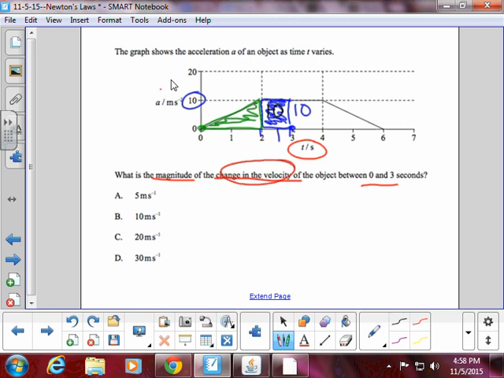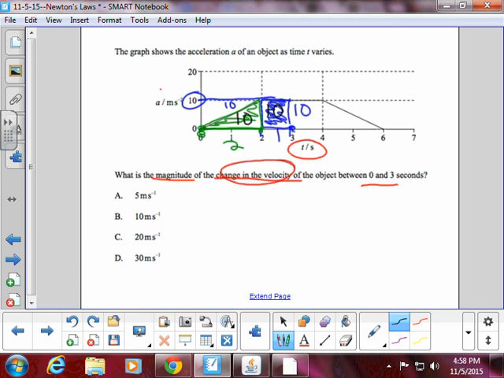And then to find the area of your triangle, your base is 2 because it goes from 0 seconds to 2 seconds. And your height is the same height as this one was. So your height is 10. So 2 times 10 is 20. And since it's a triangle, we want to take half the base times the height. So our area for this should be 10 as well.